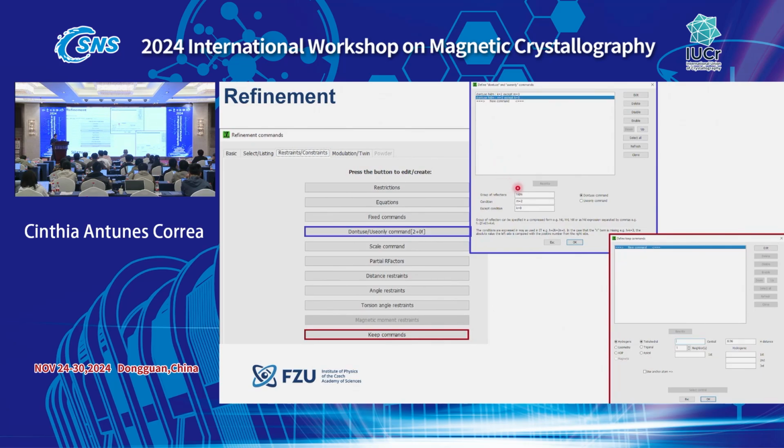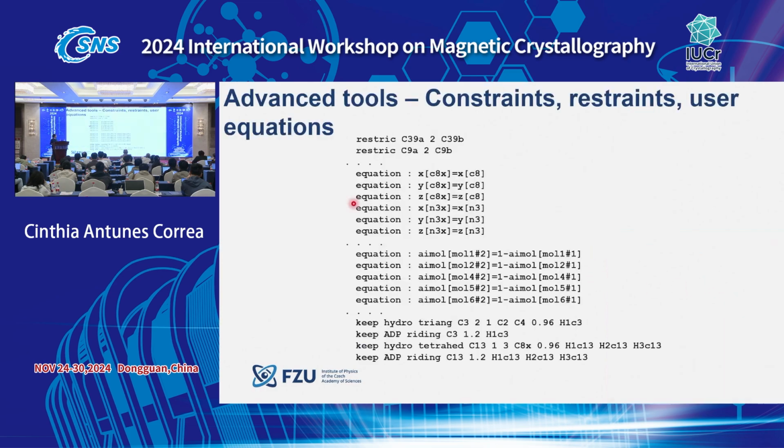So it means that in the refinement commands, you can change here, you can add constraints and restraints, depending on what you need. So for instance, here you can define some reflections that should be used or not used, some conditions for indices HKL. You can also use keep commands and keep some geometry or ADF for different atoms to be the same and so on.